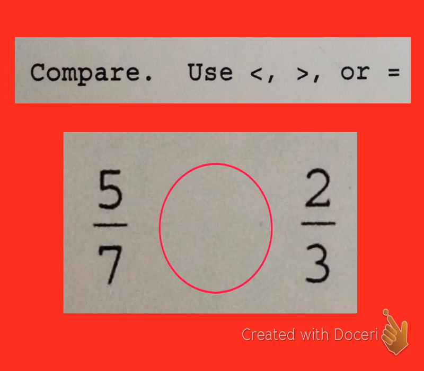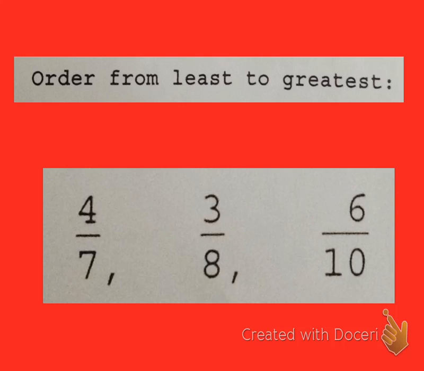Okay, and compare these two fractions, greater than, less than, or equal to: 5/7 and 2/3. And order these three fractions from least to greatest: 4/7, 3/8, and 6/10.